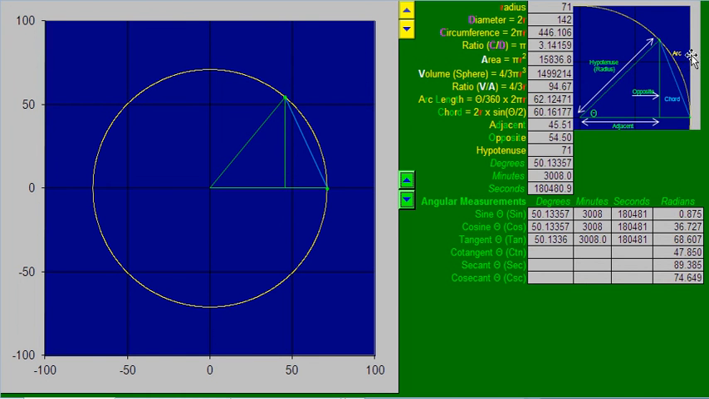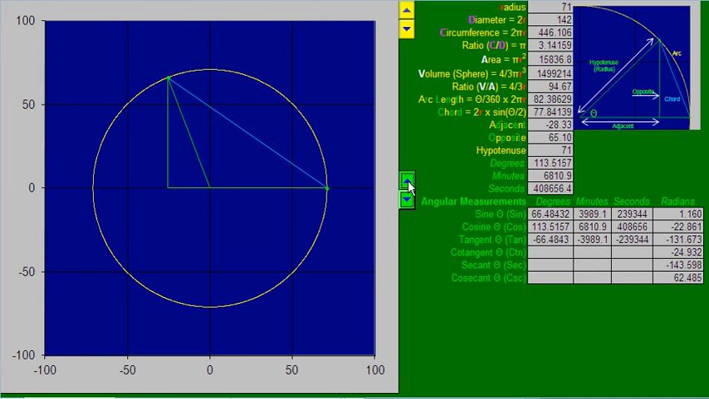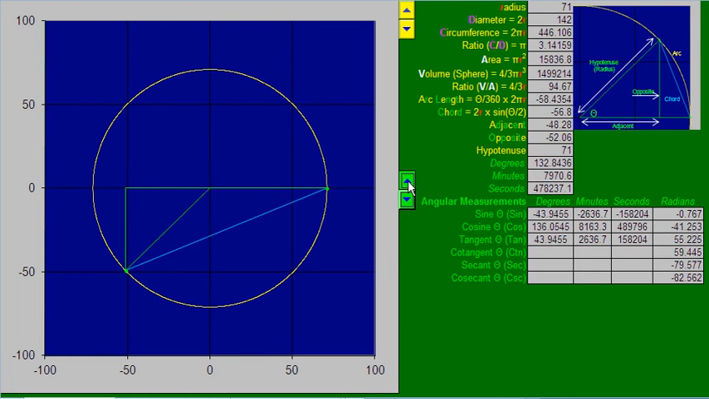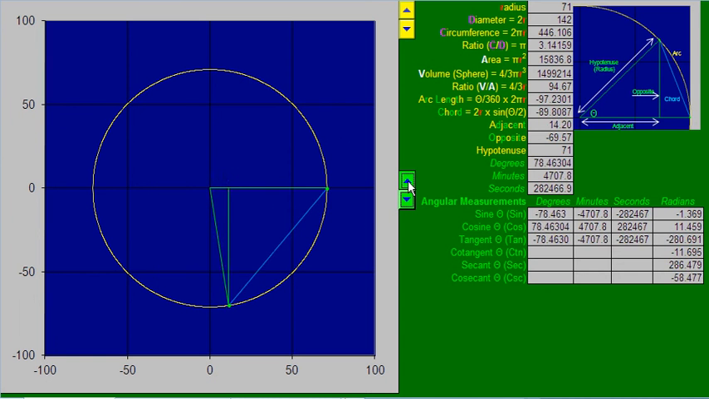The adjacent, opposite, hypotenuse values, degrees, minutes, seconds, and then we get into angular measurements in the bottom portion. And you can take this all the way through 90 degrees and back over to 180, and just let it rotate down around. And then back again.